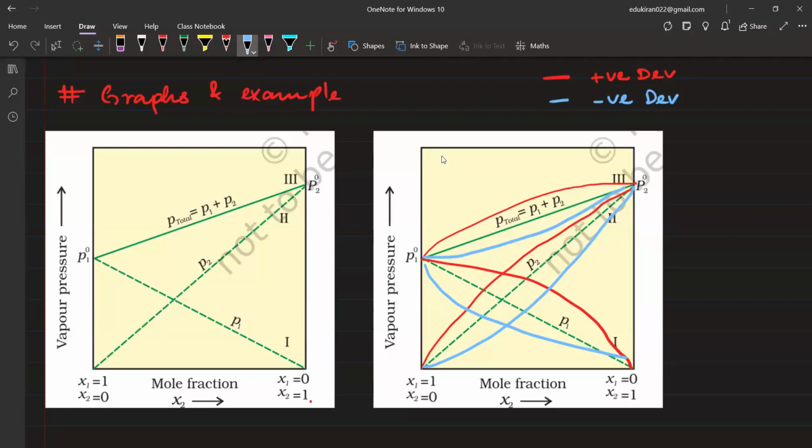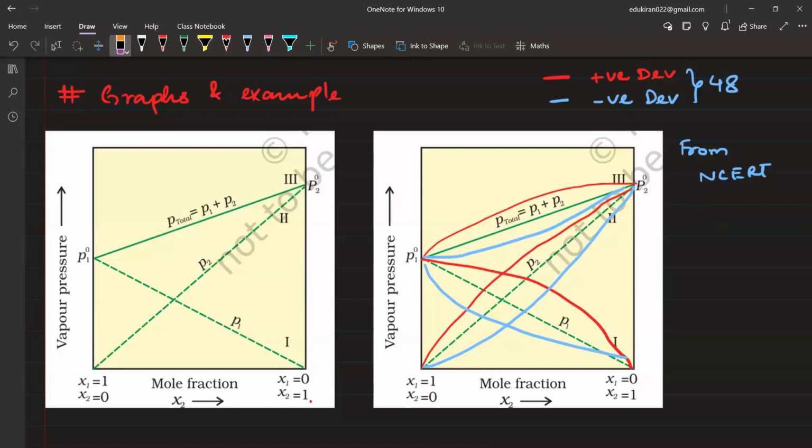I would suggest that you make the graphs from NCERT, or you take a screenshot from here. If you make the graph from NCERT, I will give you the page number. For ideal, you have to go to page 44. For the non-ideal solution, I think it is after 2 pages. Oh, it's later, page number 48. In 48, you will get two graphs for the deviation.